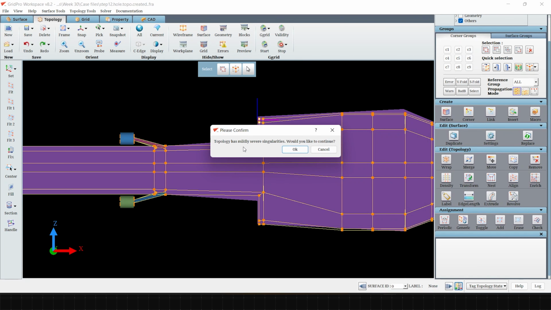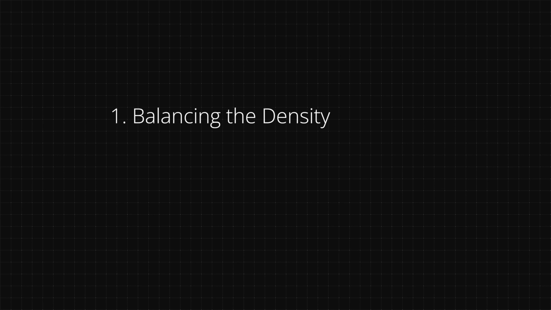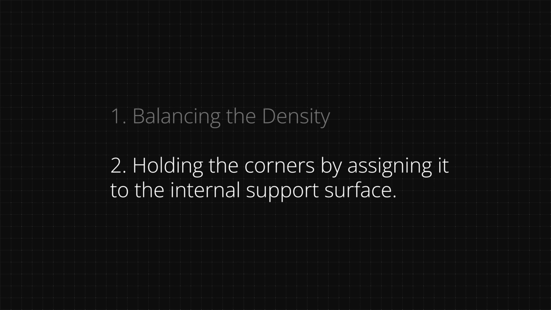We can see the grid generated with mildly severe singularity. There are two ways to avoid the bad quality cells. 1. Balancing the density. 2. Holding the corners by assigning them to the internal support surface.